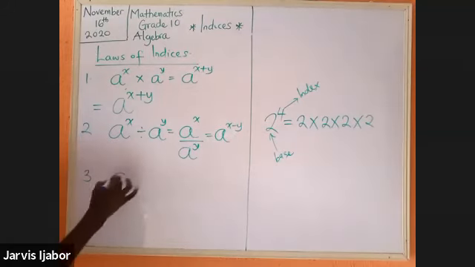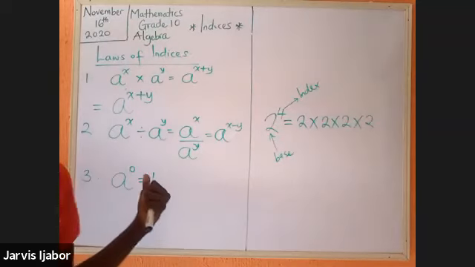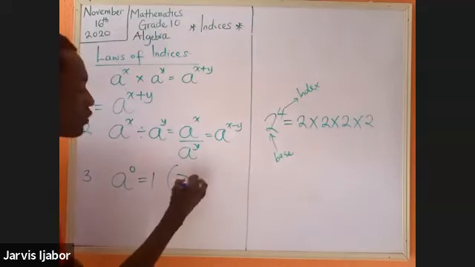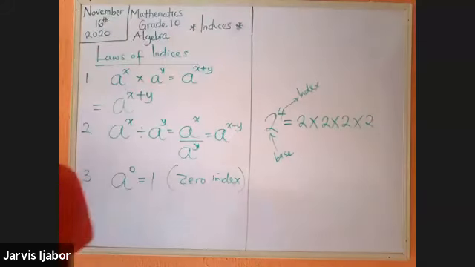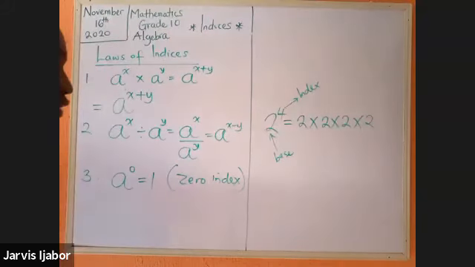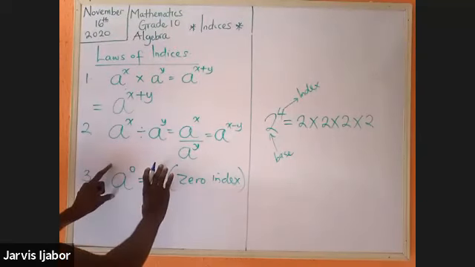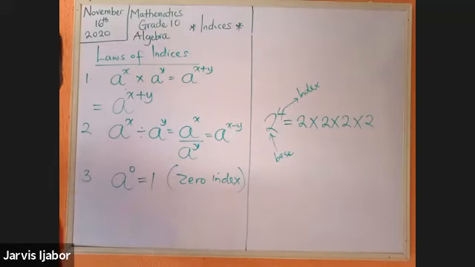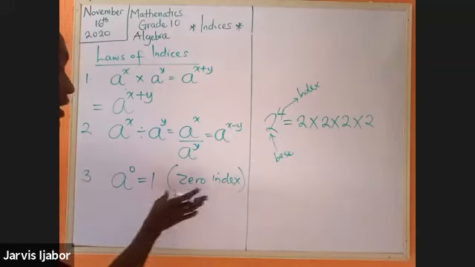The third one we treated was the concept of a raised to the power of 0 equal to 1. I did a very thorough job here. It's called the concept of zero index. I don't know if I posted that video, but I think I'll do well to post that video so that you're able to understand how this is proven. You can actually prove this. It's possible. So you look up that video and you'll be able to get a thorough understanding of how this is done.